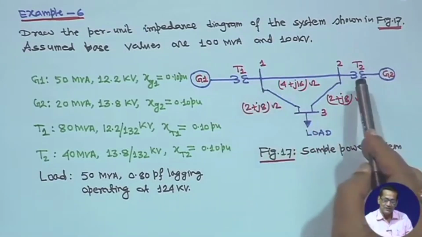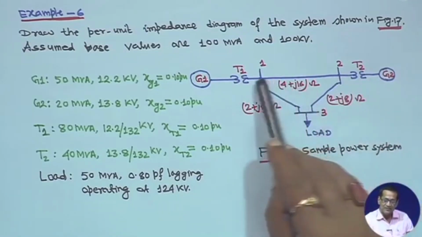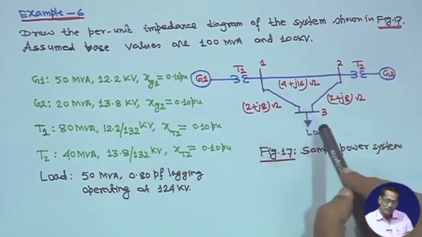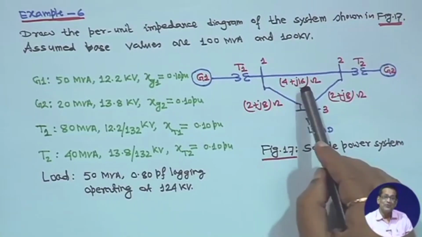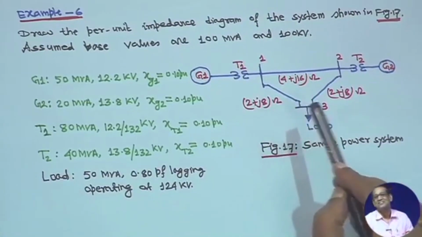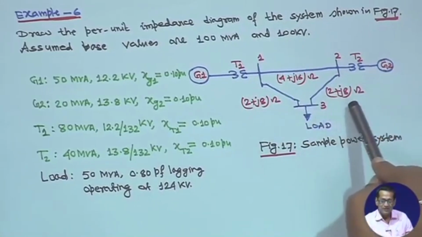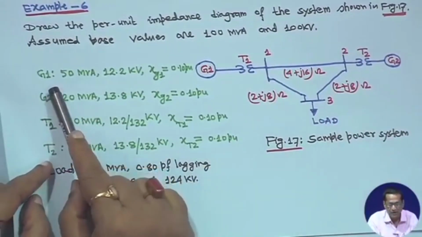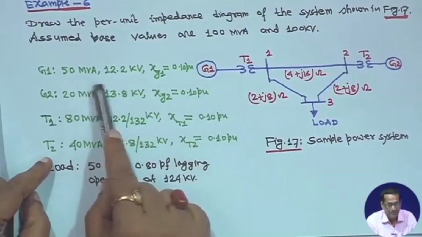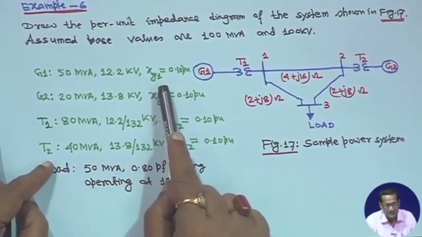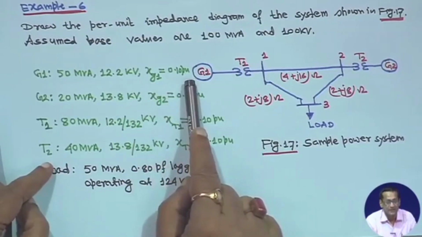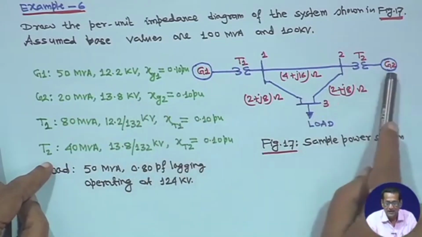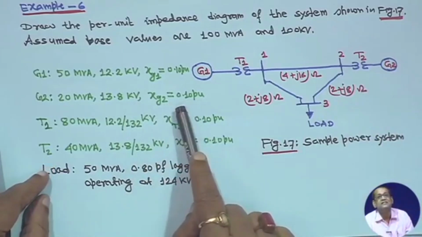This is transformer T1, this is transformer T2, and the 1 to 2 line impedance is 4 plus J16 ohm, and 1 to 3 is 2 plus J8 ohm, half of this, actually, we have taken for easy calculations, and this 2 to 3 is 2 plus J8 ohm, and the load is given here. So, generator 1 is 50 MVA, 12.2 kV, and its reactance is 0.10 per unit. Generator 2 is 20 MVA, 13.8 kV, and its reactance is 0.10 per unit, that is Xg2.